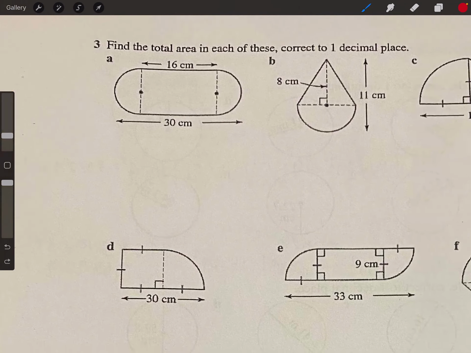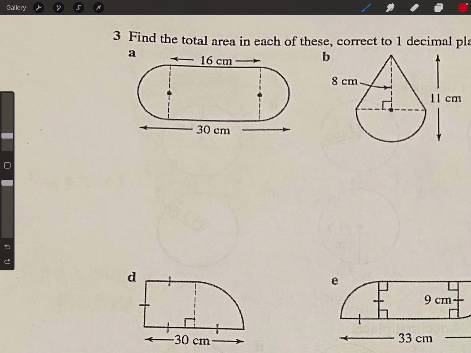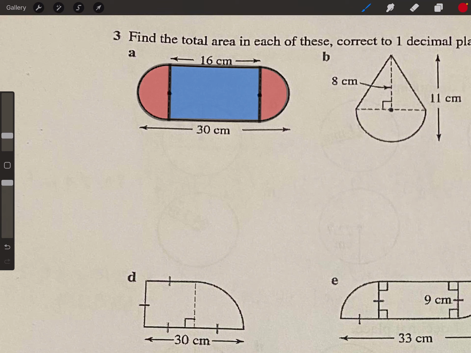So on question 3, it says find the total area in each of these correct to one decimal place. What we're going to do is find the area of this shape here. If you can imagine, I'm going to find the area of the red pieces and then find the area of the blue piece and then add them together, and I'll get the total area, right?